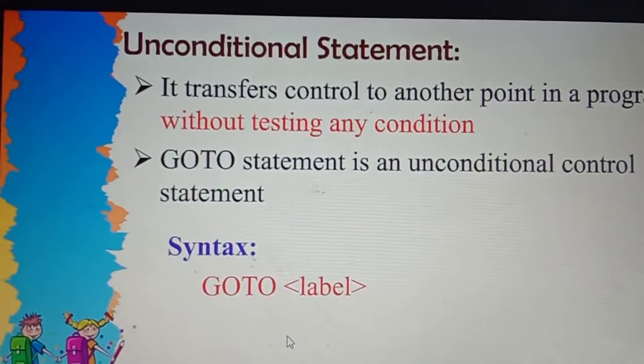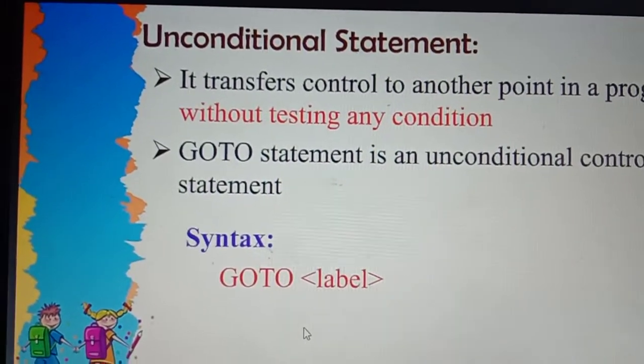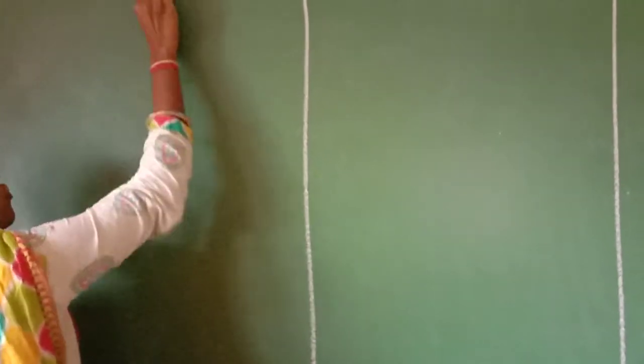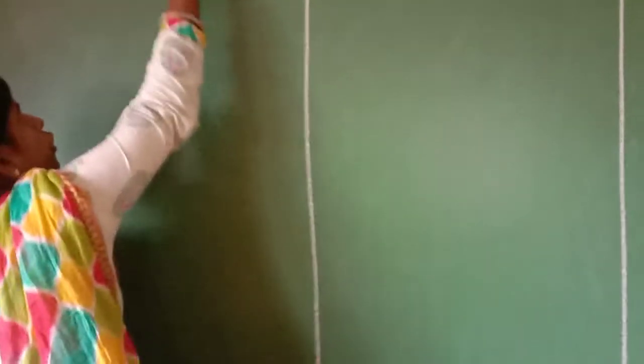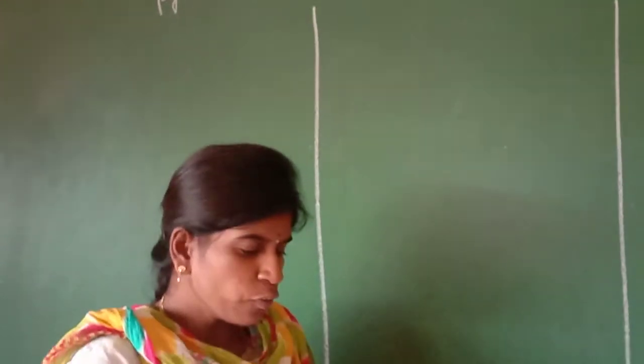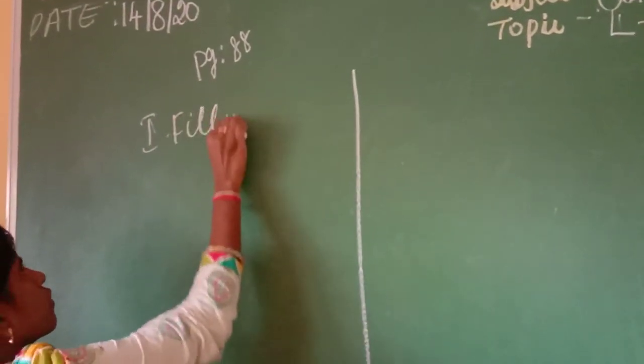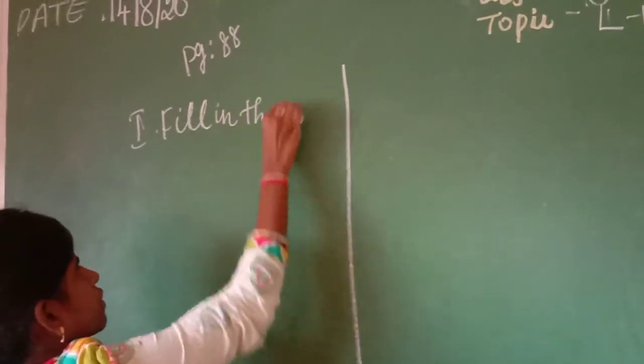Now we are moving to our textbook part. I request everyone to take your textbook. I told you to open a textbook, right? Open page number 88 in your textbook, children. We are going to write lesson number 11 textbook exercise. The first main is fill in the blanks. Use a pencil to write the answers. Fill in the blanks.